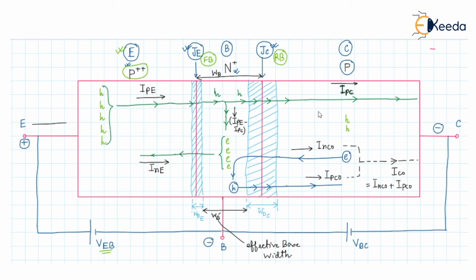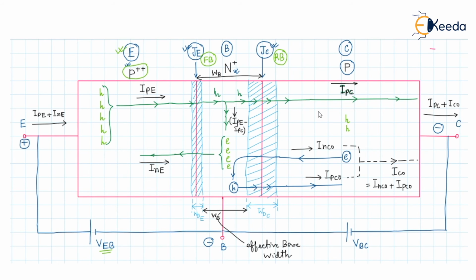So if I now write the terminal currents, we can see the terminal currents can be written in this form. This is the IE current which is going inward at the emitter terminal, and it will be IPE plus INE. Similarly, at the collector terminal, we are getting a current which is coming outward of the transistor, and it equals IPC plus ICO.